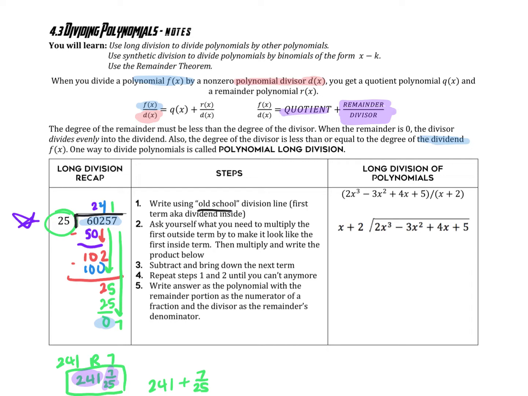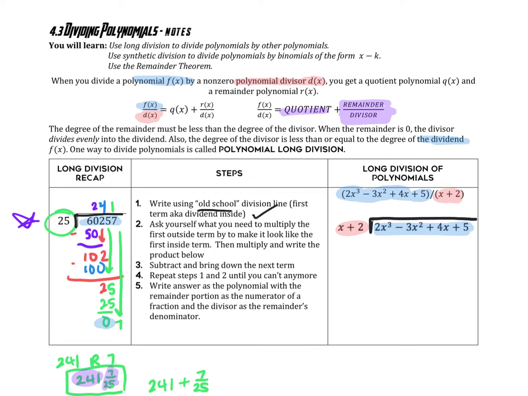So what we're going to do here in this first example with polynomials is divide 2x cubed minus 3x squared plus 4x plus 5. That's in the numerator of our fraction, which means it goes inside. That's going to be divided by our divisor, x plus 2. So first thing, we're just going to write it using that old school division symbol with the dividend on the inside.